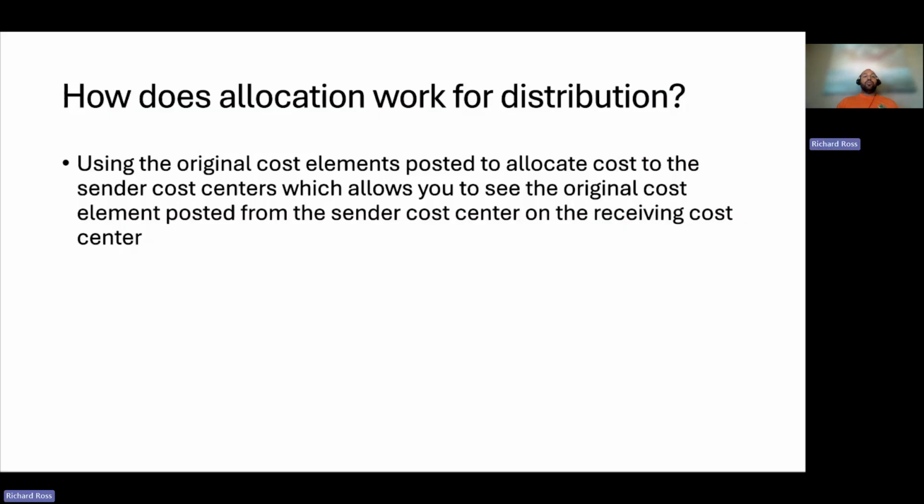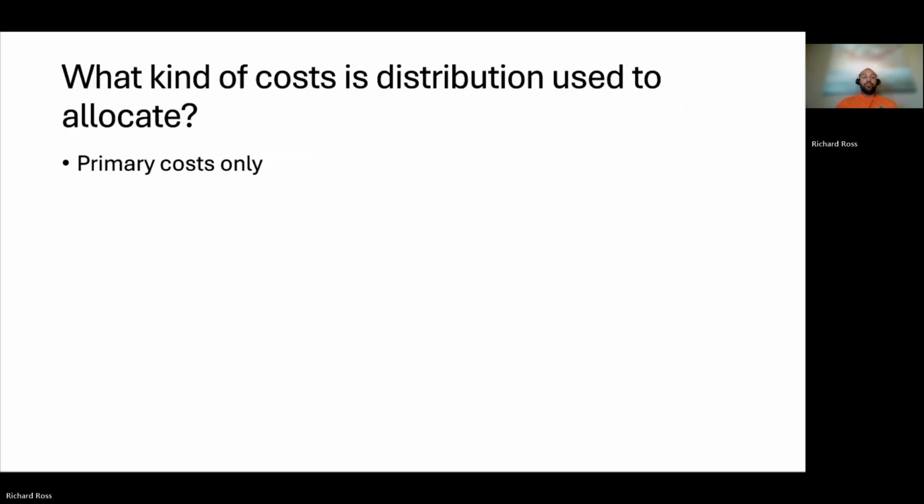Distribution. How does allocation work for distribution? Using the original cost elements posted to allocate cost to the sender cost centers, which allow you to see the original cost element posted from the sender cost center on the receiving cost center. What kind of costs is distribution used to allocate? Primary costs only.